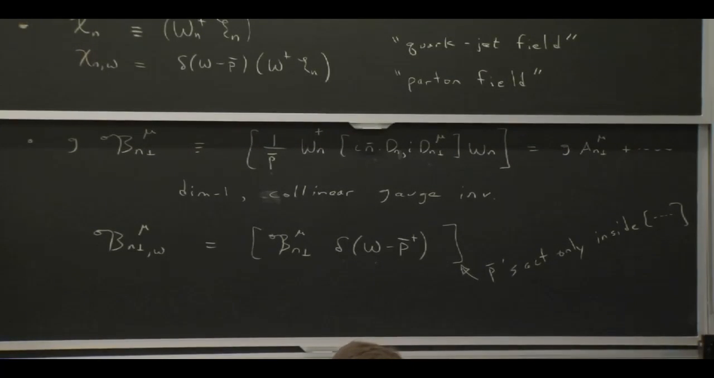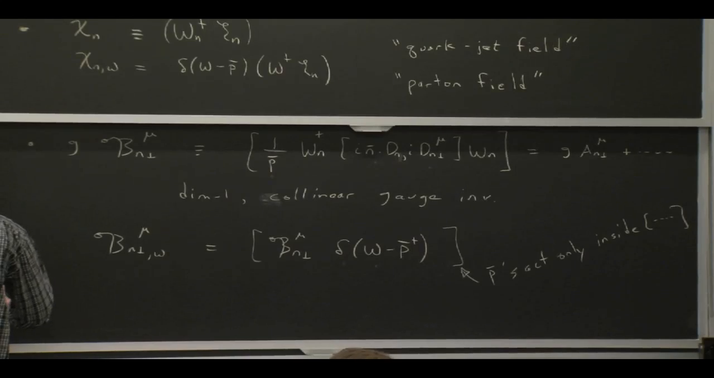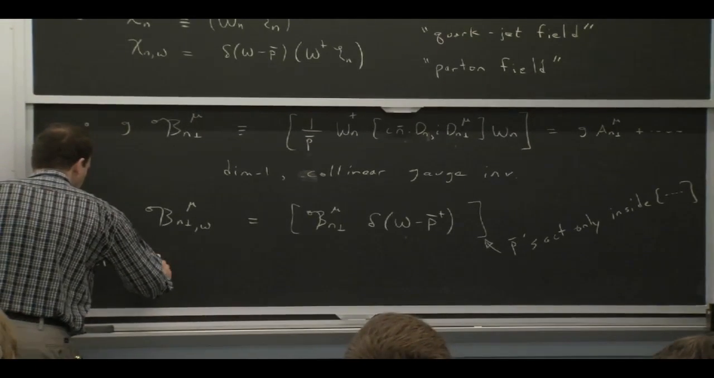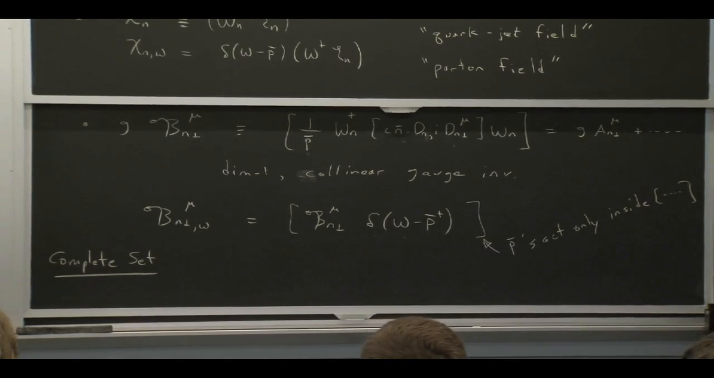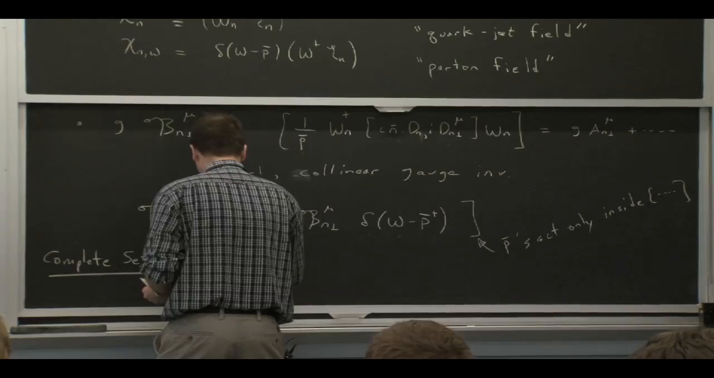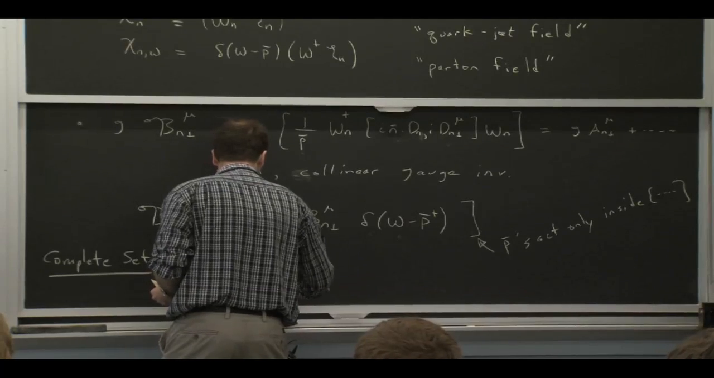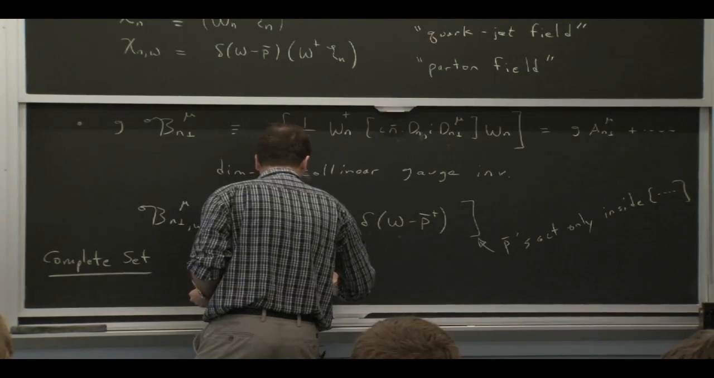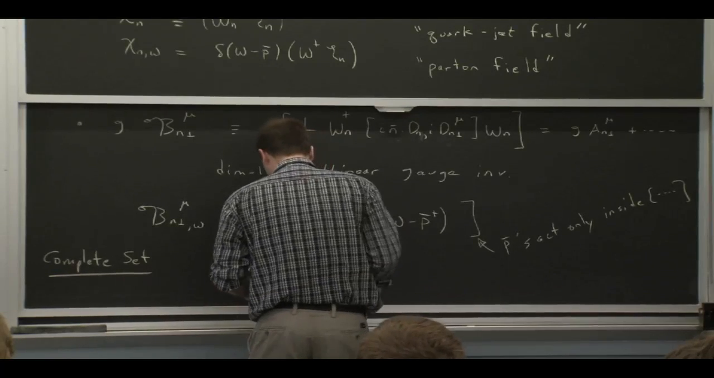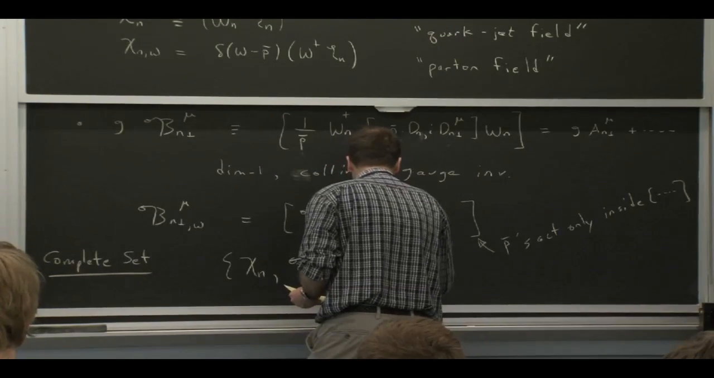So it turns out that we can show the following, that if you want to build operators that are subleading order, a complete set of things to do that is as follows. It's this chi_n, the B_n perp, and then you could also need p perps.